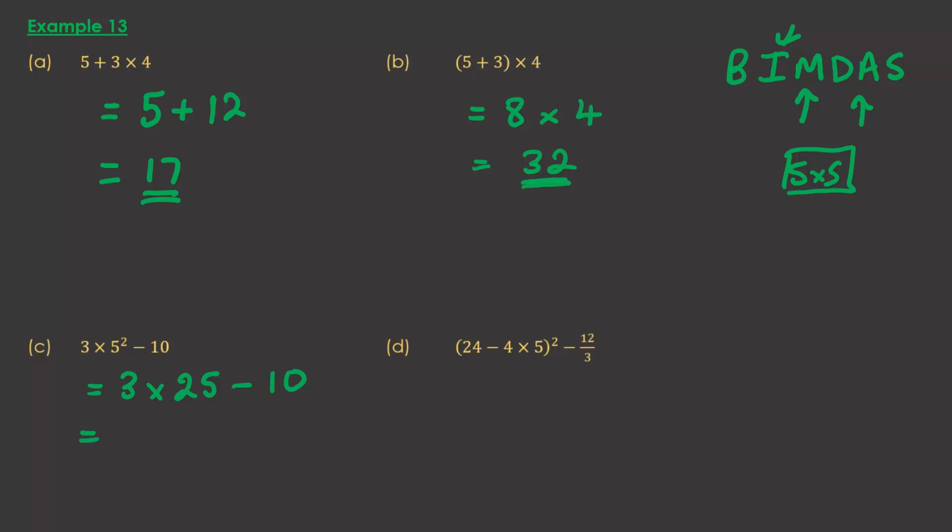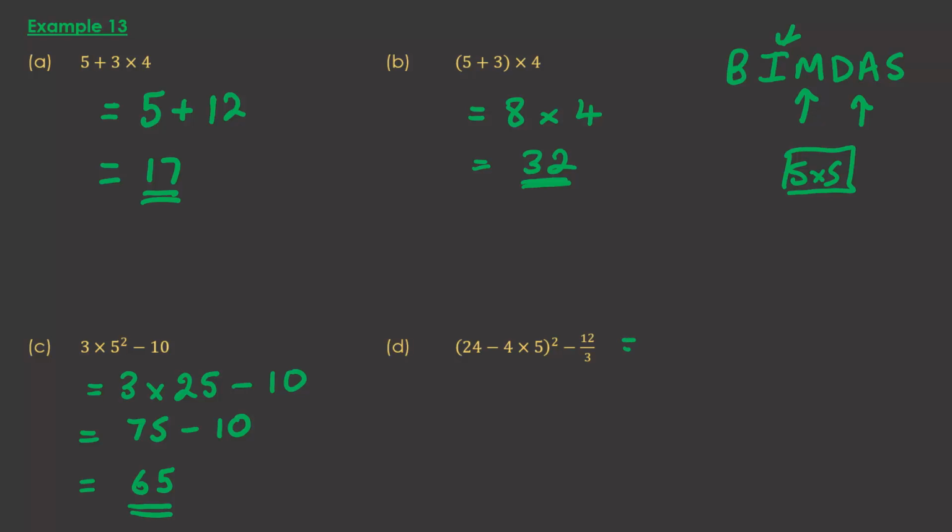The multiplication now gets done before the subtraction. So 3 times 25 is 75. Take away 10. Note how we're keeping the whole calculation here. We're not doing little bits all over the page. 75 take away 10 is 65.